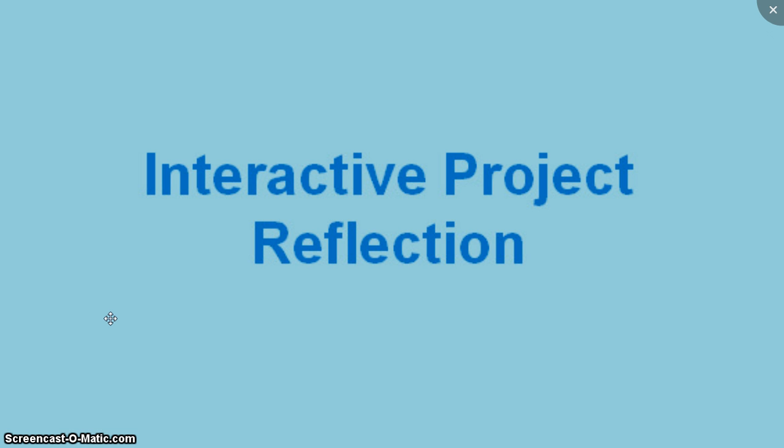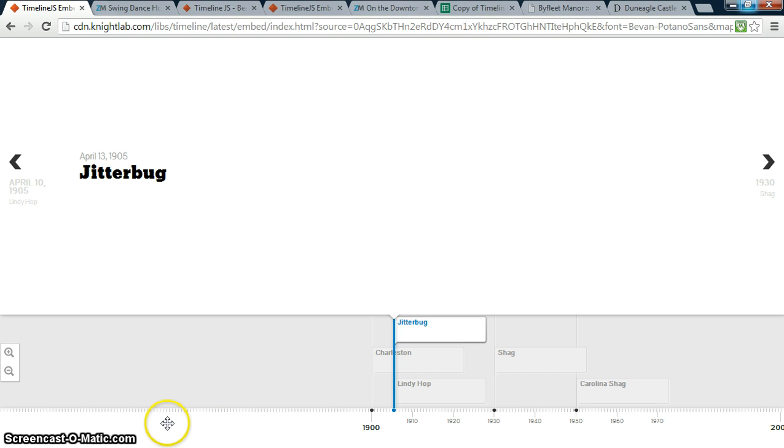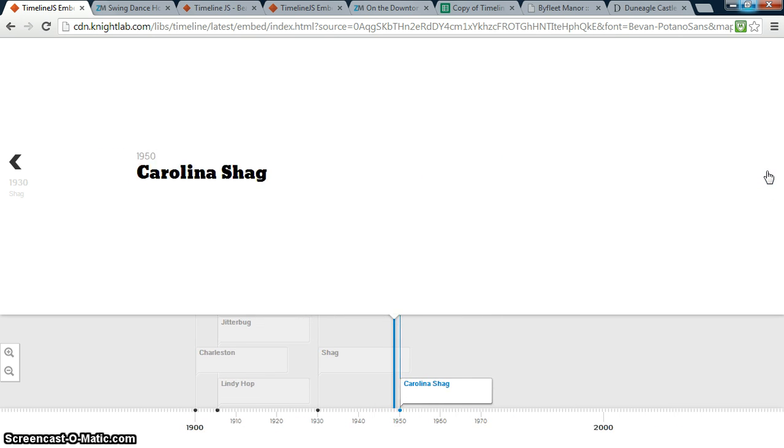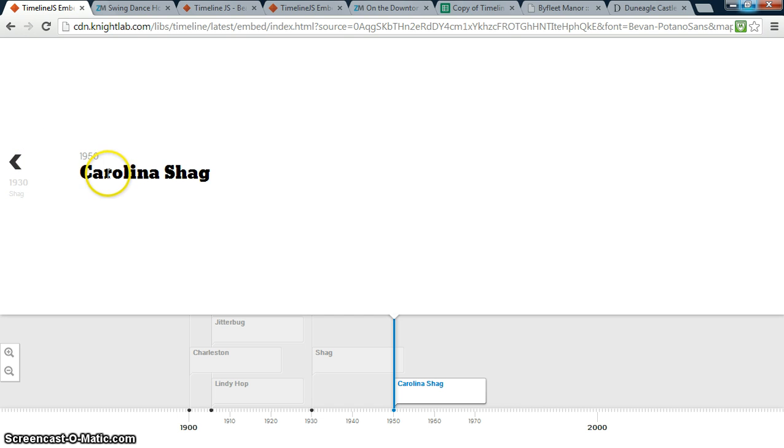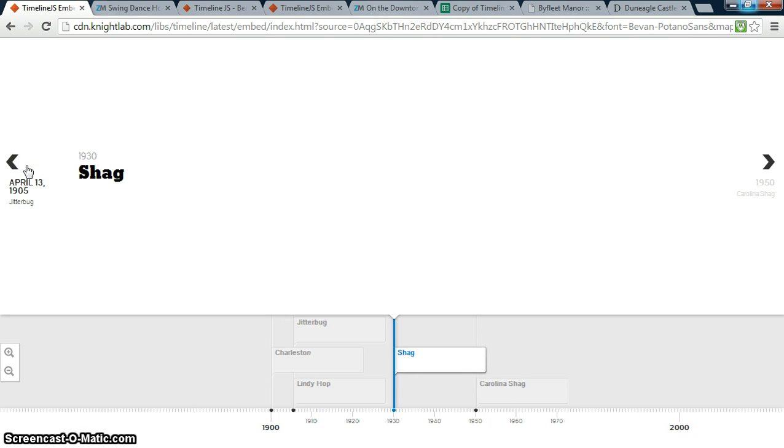I want to start by talking to you about what I've done so far and why, and to do that I want to show you my initial draft. This is my very first timeline draft. It is very drafty, but it is detailing the different swing dances that were invented and popularized in America in the 20th century: Jitterbug, Charleston, Lindy Hop, Shag. I basically just have the title of the dance, the name of the dance, and a year associated with it for this draft.